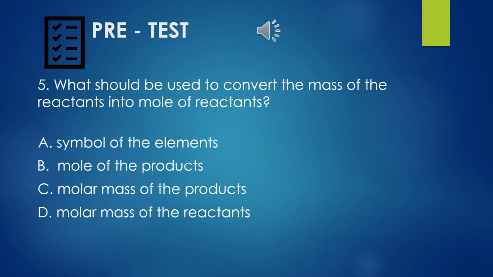Finally, we have pretest number 5. What should be used to convert the mass of the reactants into mole of reactants? A. Symbol of the elements. B. Mole of the products. C. Molar mass of the products. D. Molar mass of the reactants.